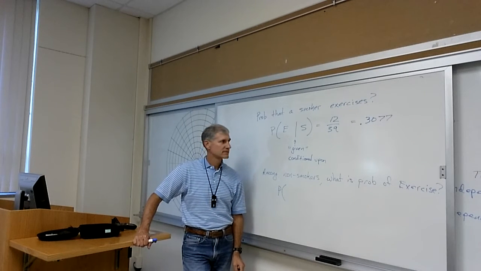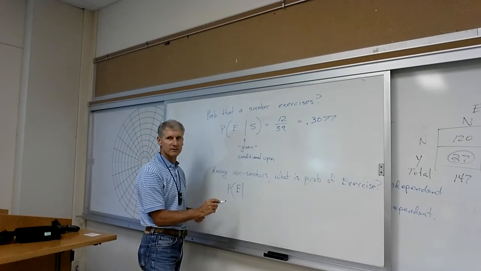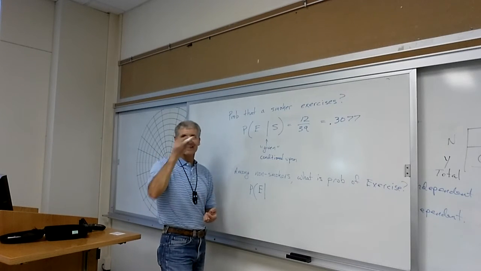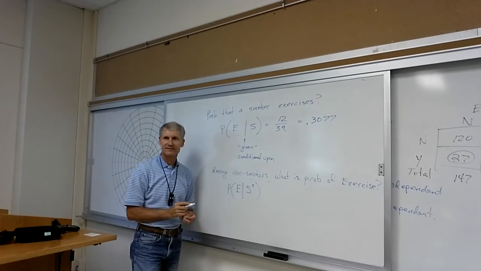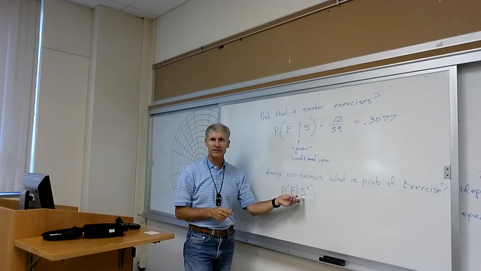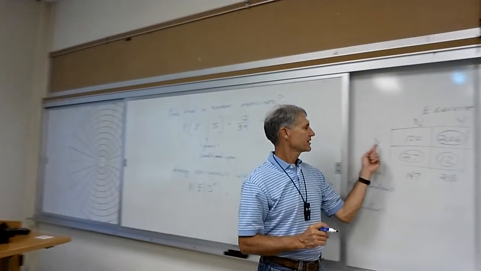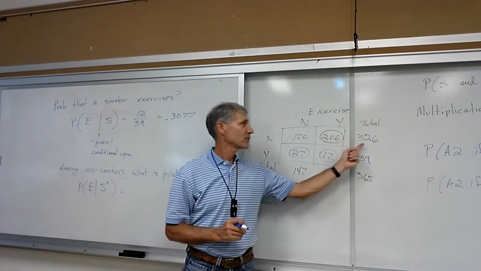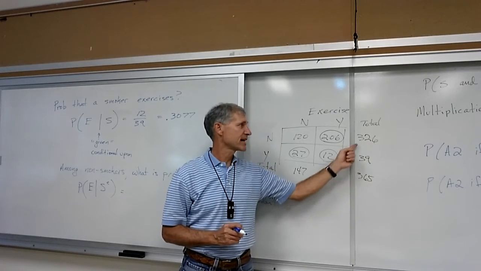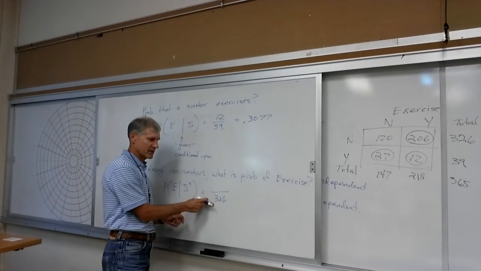E given non-smokers. How do I write non-smokers? Well, I have to make up a whole new event. I already have an event for smokers. S complement. Non-smoker, right? So the probability of being an exerciser given they're a non-smoker. What is that probability? Well, given that they're a non-smoker means they have to be one of these 326 people. So my denominator changes. It's no longer all 365, it's now only 326. So the denominator will be 326, the number of people who meet the conditions.